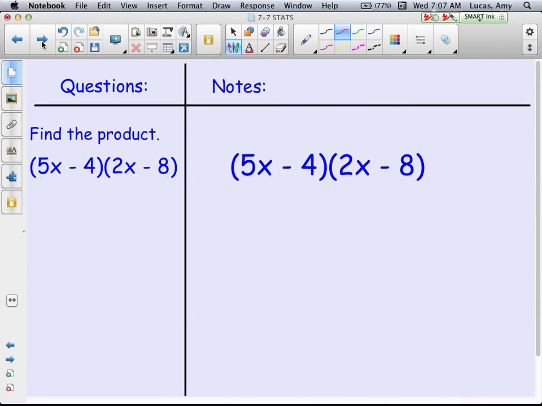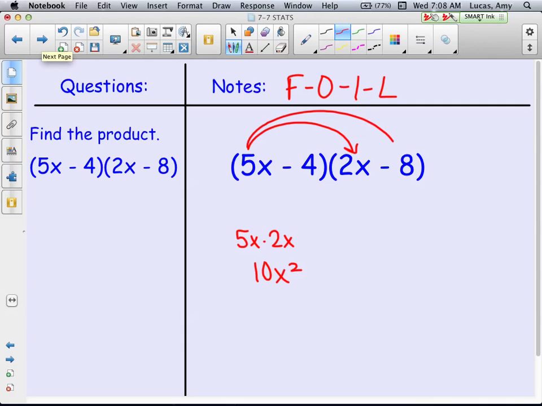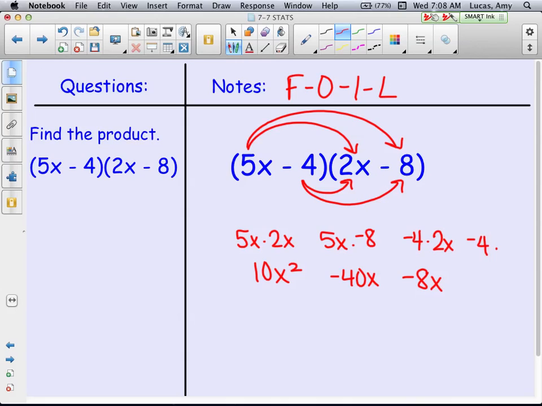My next example, I'll go back to distributing for my FOIL. So 5x times 2x is 10x squared. 5x times negative 8 is negative 40x. Negative 4, times 2x is negative 8x. And negative 4 times negative 8 is positive 32.